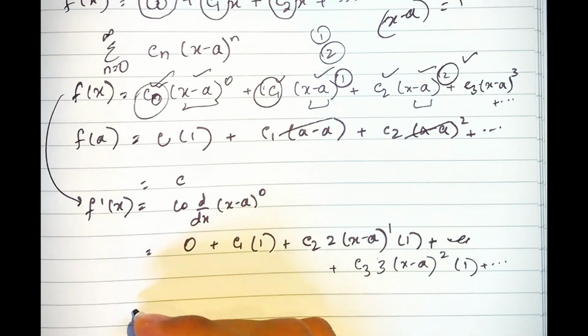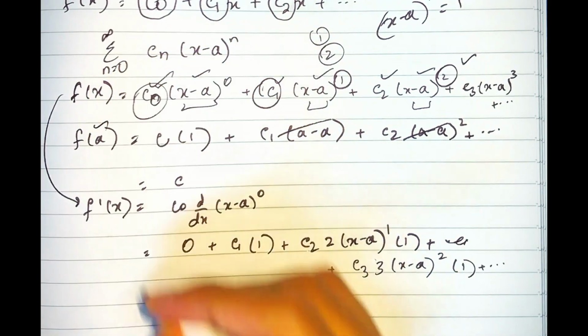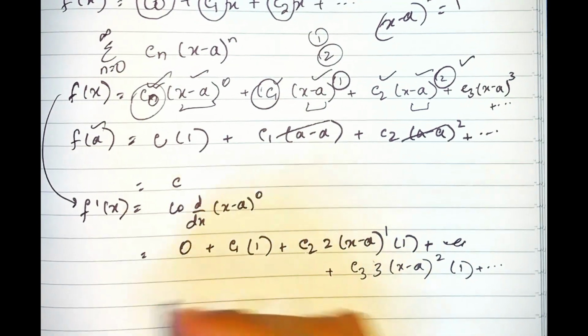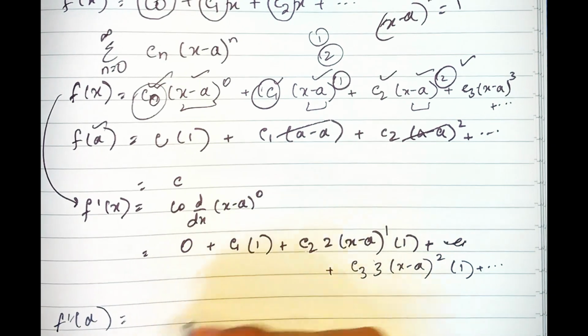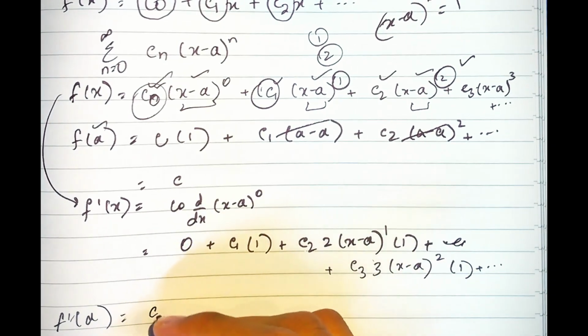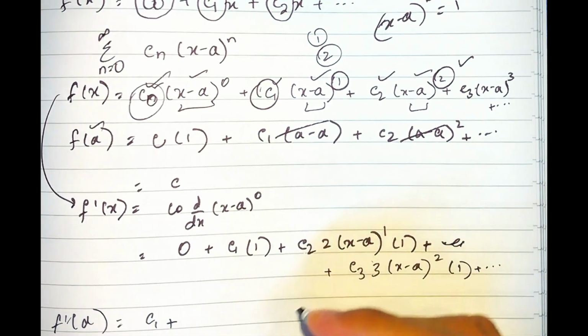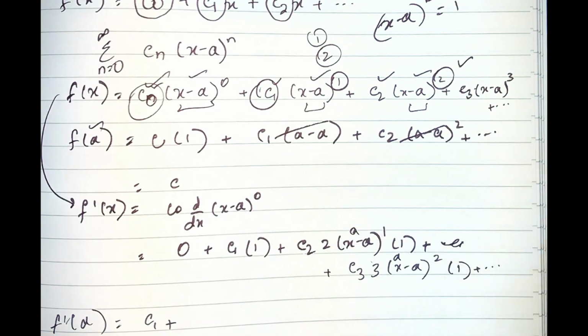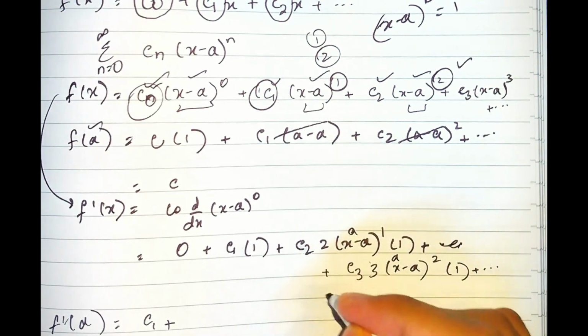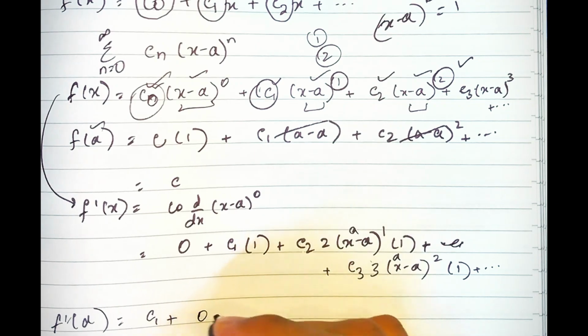Now again I would like you to plug in a just like you did over here. Let's put in a, so f prime of a would be equal to, so this is 0, this is c1, so c1 is left plus, wherever you put a, this will be a minus a, which is again 0, so this term is cancelled and this term is cancelled, so we have 0 plus 0.